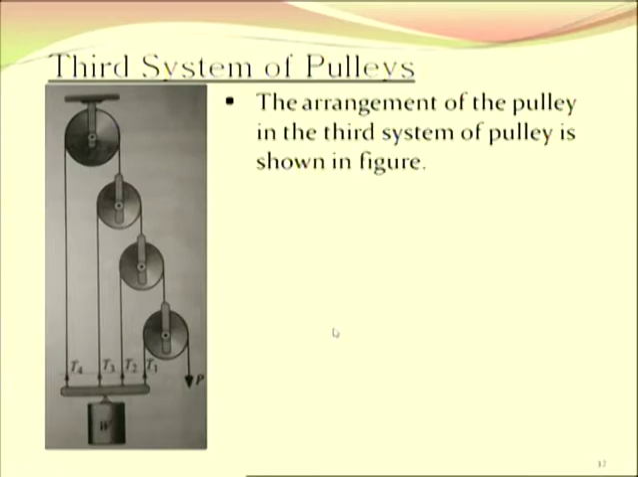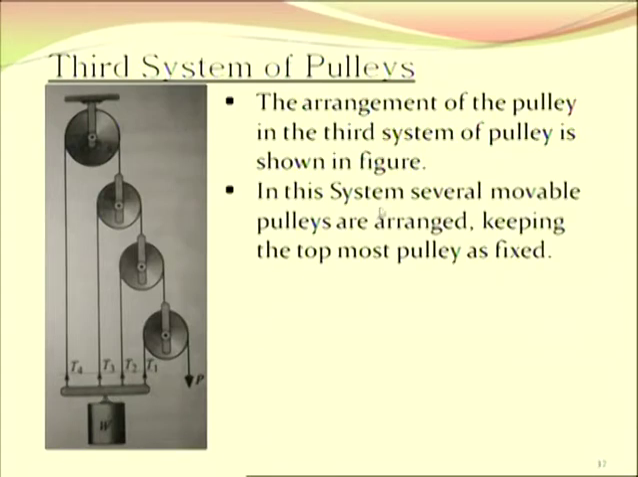Now take the third system of pulleys. The arrangement of the pulleys in the third system of pulleys is shown in the figure. Here the upper pulley is fixed and all the other pulleys are movable, and each rope is tied with the load. In this system several movable pulleys are arranged. So here we can say the second, third and fourth pulleys are movable, keeping the topmost pulley fixed. So the topmost pulley is this, and that is fixed.